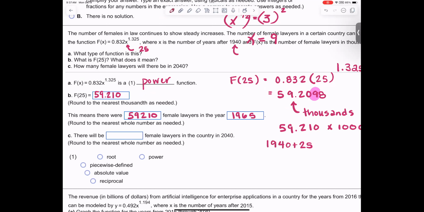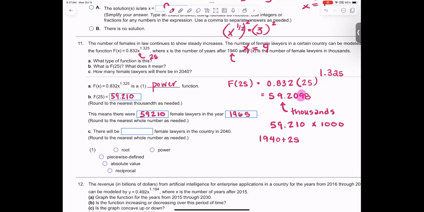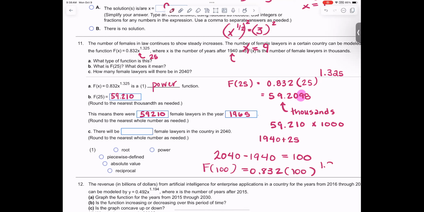How many female lawyers? There will be blank female lawyers in the country in 2040. Well, again, this is just evaluating the function. The year 2040 is how many years after 1940? Is that 100 years? So you're going to evaluate this function at 100. So we didn't actually have to do any graphing on this particular function. So 0.832 times 100 to the 1.325.